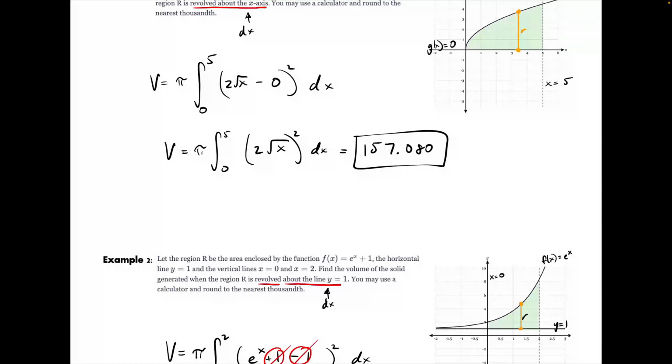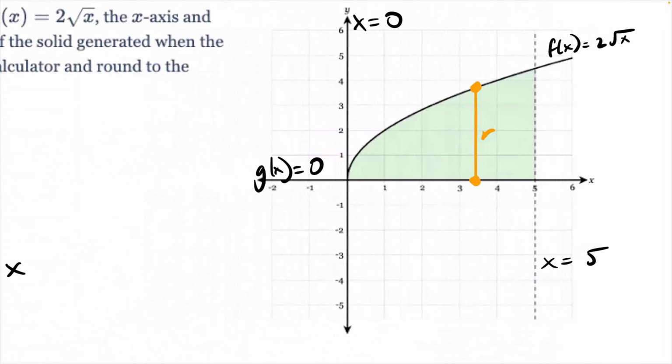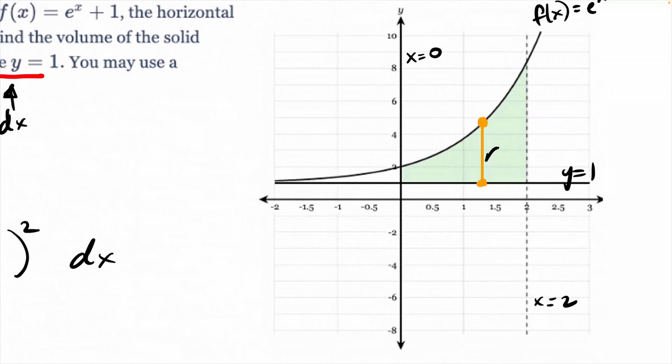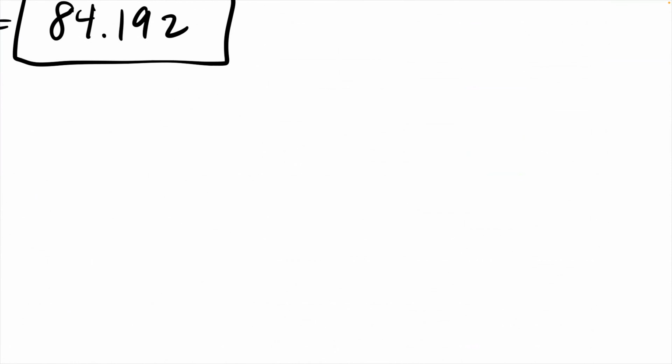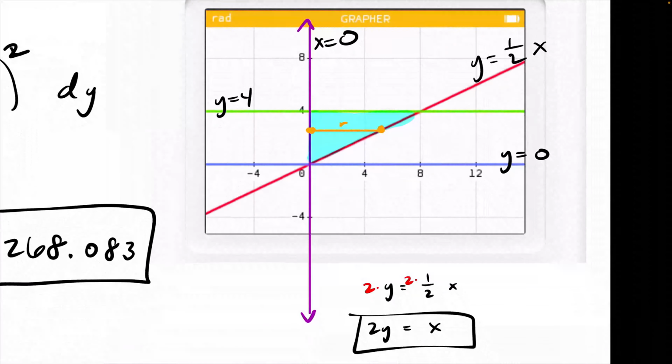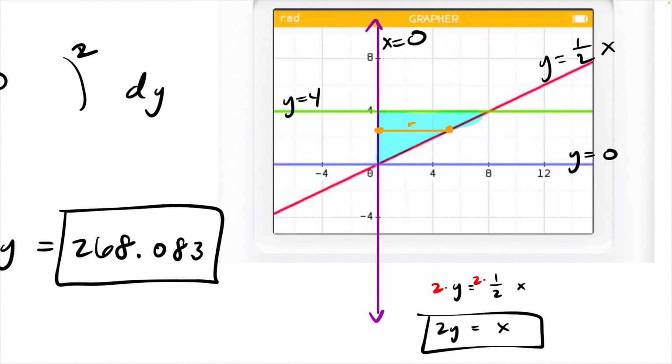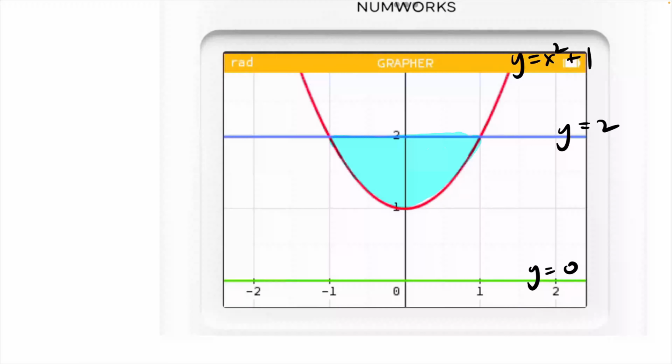Look at the graphs from yesterday. The axis of revolution was the x-axis. Was there any daylight between the axis of revolution and the shaded area? Nope. They're right on top of each other. All of those were disk method. So that's why this is washer method.